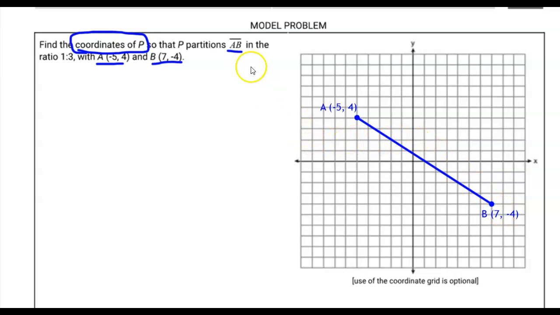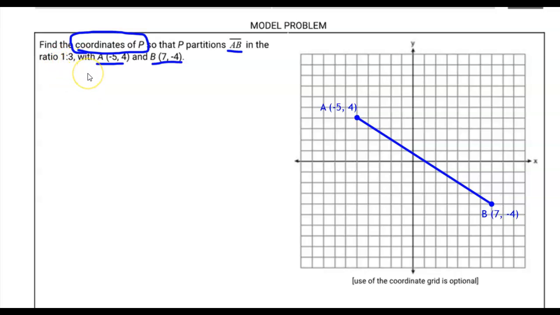So what we're going to try to do is figure out where P is. And keep in mind, it's partitioning AB from A to B. We're talking about a directed line segment in this case, in the ratio of 1 to 3. So wherever that P is going to go, it's going to have 1 piece that's on the left-hand side and 3 pieces on the right-hand side.